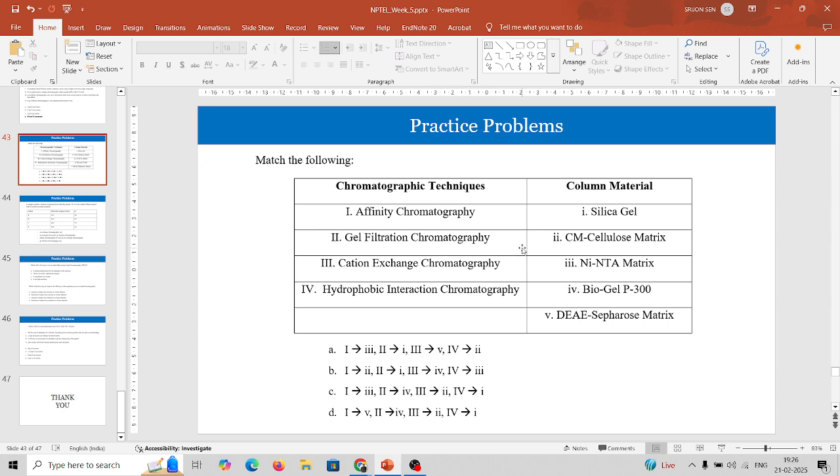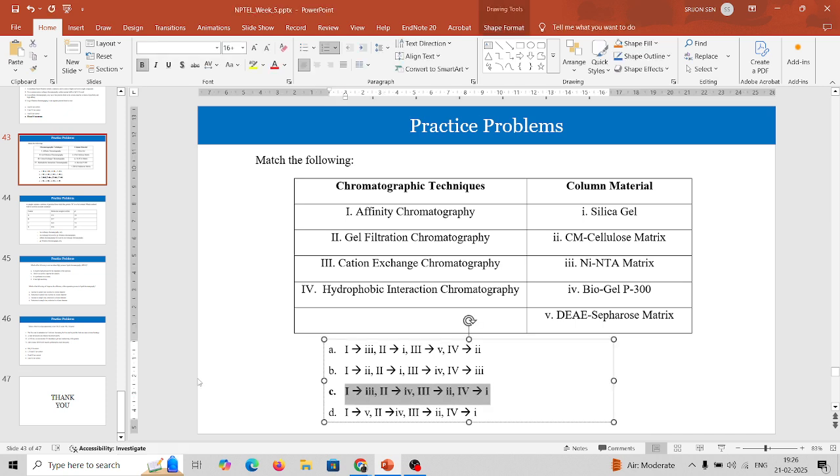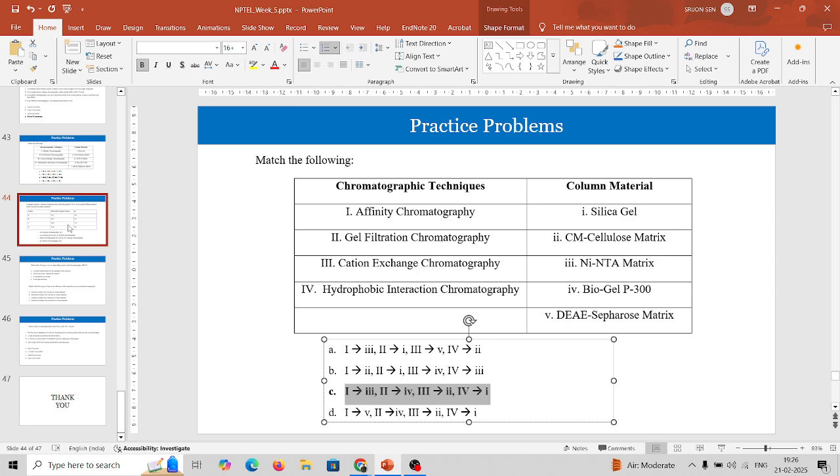Gel filtration chromatography, let's come back to this later. We have the cation exchange. So cation exchange, yes, CM cellulose matrix. So 3 is 2. Okay, so this one. Hydrophobic interaction, silica gel, and for gel extraction we have the DEAE Sepharose matrix. Right. So C is the correct option.